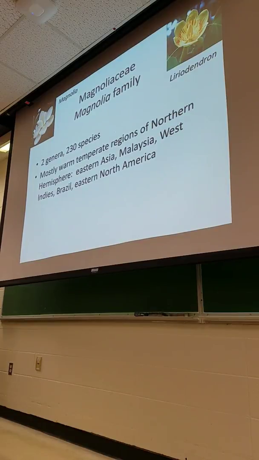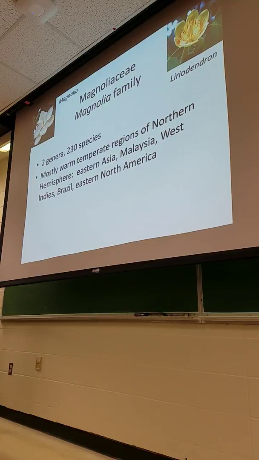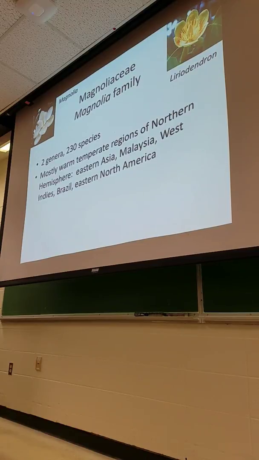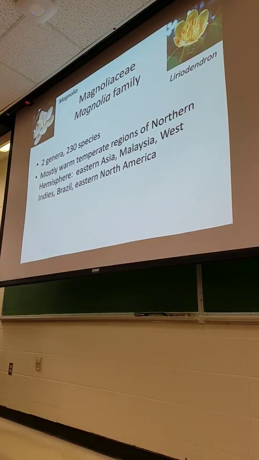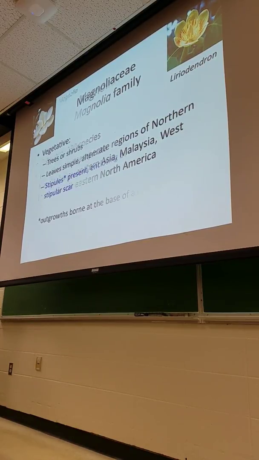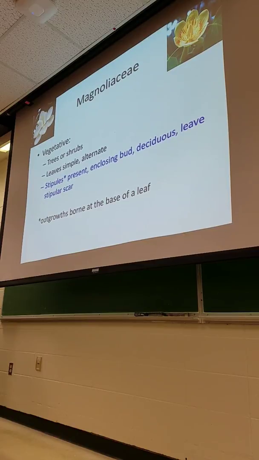Let's go over the Magnolia family, which was already a plant of the day, and you know a little bit about Magnolia. This is another lineage with a long fossil record, but today there are only 2 genera and a couple hundred species. They're mostly warm temperate. The big areas for magnolias are here in the southeastern United States, but particularly Eastern Asia, with lots in China and other parts of Asia. So let's go over some basic features. These are trees, some shrubs. The leaves are simple.